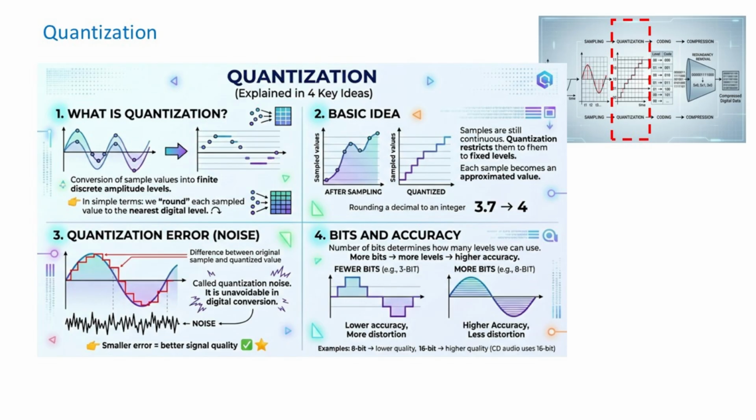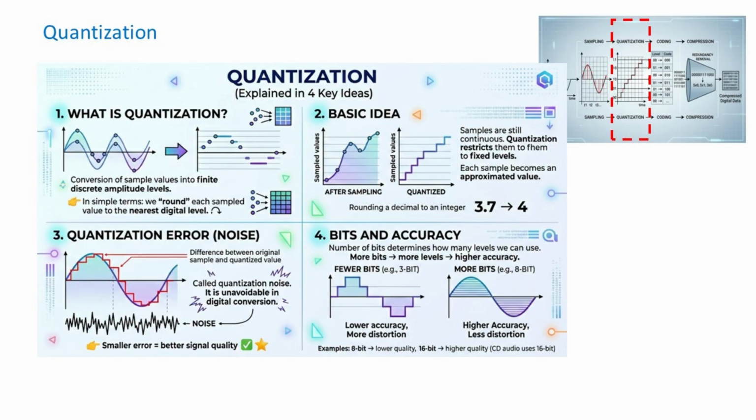Before we move on, remember that sampling already converted the signal into discrete time points. Now, we focus on converting the amplitude values of those samples. It converts each sampled value into a finite number of discrete amplitude levels. In simple terms, we round each sample to the nearest allowed digital value. This introduces a small error called quantization noise, which is the difference between the original and the rounded value. This error cannot be completely removed, but it can be reduced.